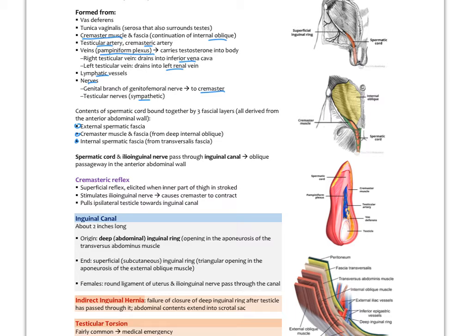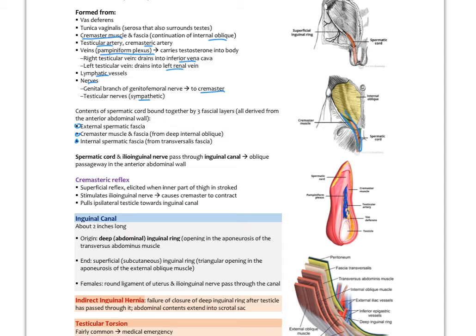So you kind of see it descending through these different layers here. There's an important reflex known as the cremasteric reflex. This is one we typically don't test unless we are suspecting a problem in the genital region. But basically, this is a superficial reflex that's elicited when the inner part of the thigh is stroked. This stimulates the ilioinguinal nerve, and this causes the cremaster to contract, and the testis on that side will raise.